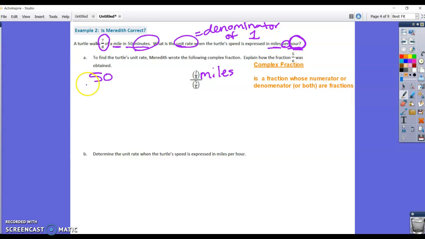So 50 minutes per hour, there's 60 minutes in an hour. And that simplifies. Both of them can be divided by 10, giving me 5/6. So this 5/6 is coming from how much per hour. It's 5/6.